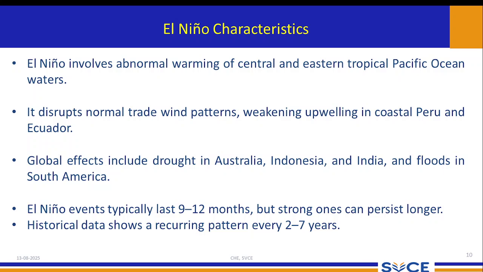So, what are the effects of El Nino? El Nino events typically last 9 to 12 months, but strong ones can persist even longer. Historical data shows a recurring pattern every 2 to 7 years.